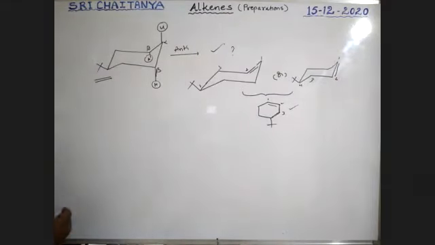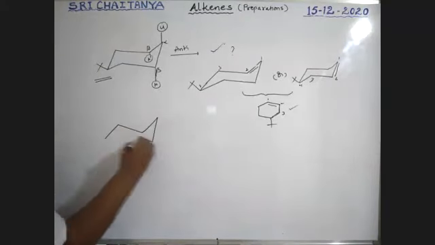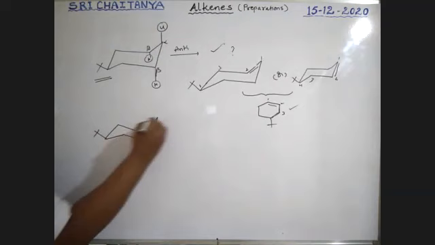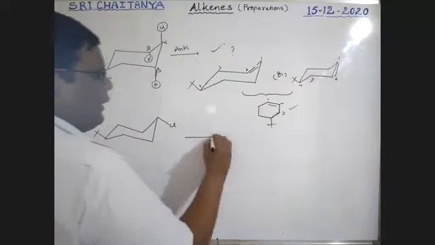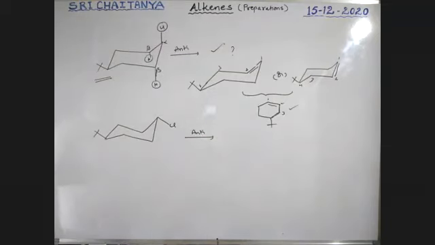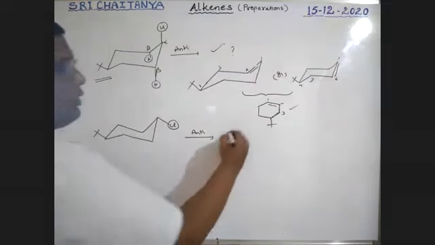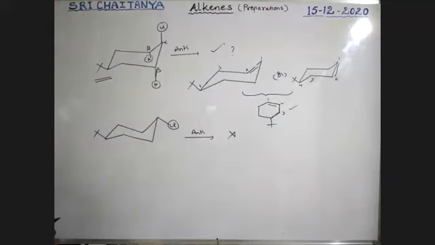Next. Tell me. Anti-elimination, possible or not possible? In this situation, is anti-elimination possible or not possible, directly, without any flipping? No, because this chlorine is at equatorial position, so it is not possible.